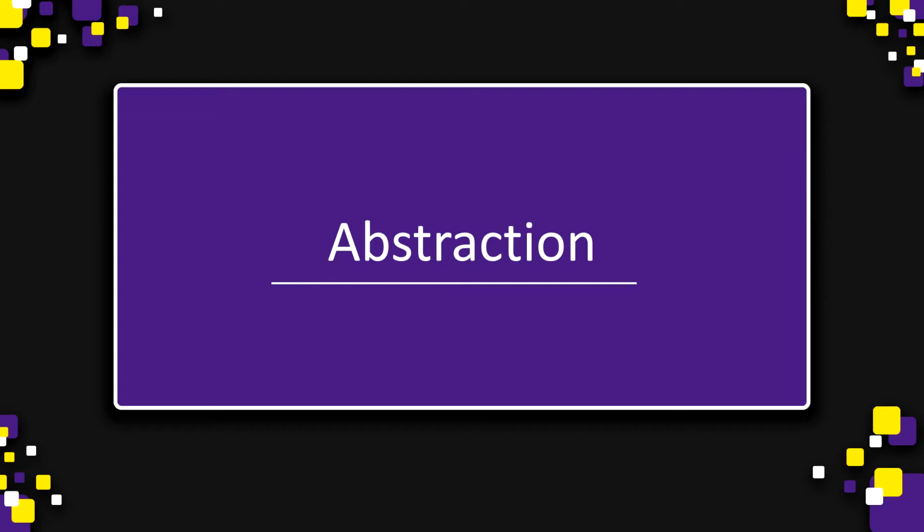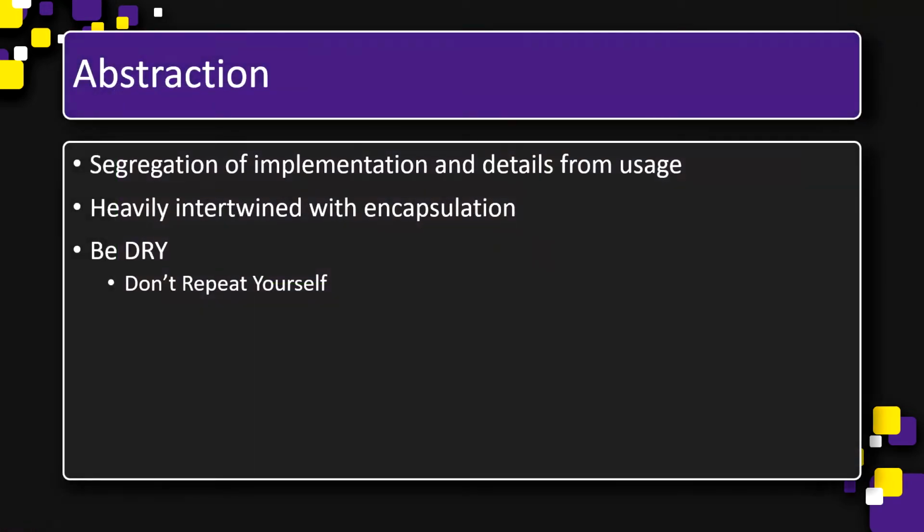So as a review, let's go over what abstraction is. Abstraction is the segregation of implementation and the details from the usage of that implementation. It's heavily intertwined with encapsulation, and it helps us to be DRY, which stands for don't repeat yourself. This is really important in OOP. This is our ultimate goal, to not repeat our code and allow us to reuse as much code as possible.